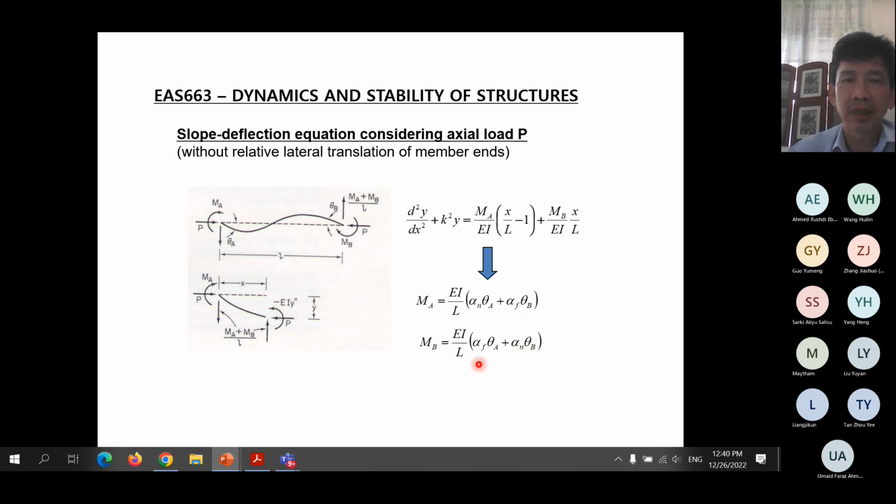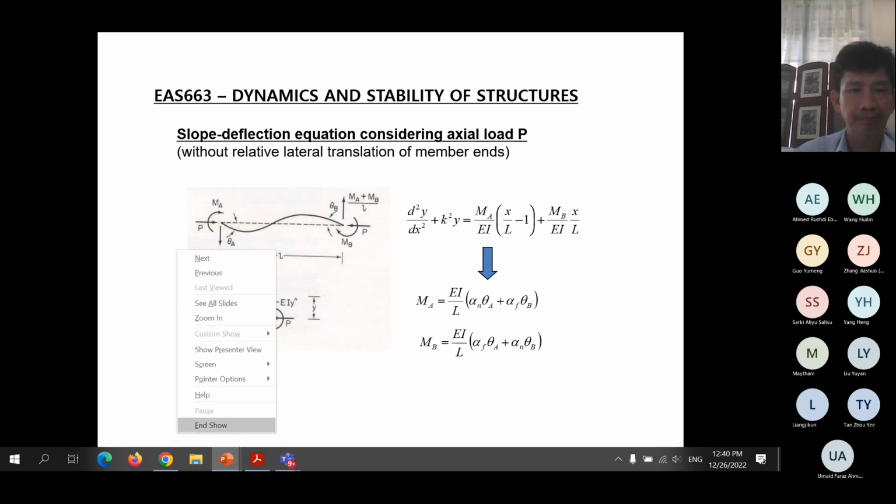So what is alpha N? What is alpha F? We will look at later. This is a kind of coefficients which is affected by the ratio of P over P critical. So alpha N, alpha F are stiffness coefficients, which are a function of P over P critical. So this slope deflection equations is different from the slope deflection equations that we normally encounter. We normally use for beam analysis.